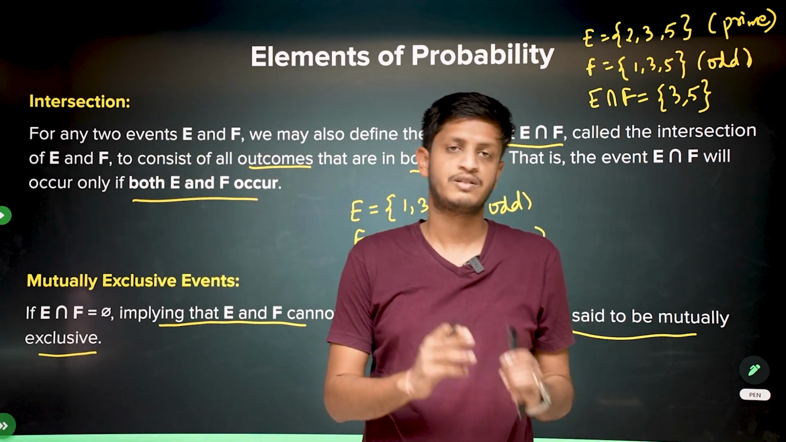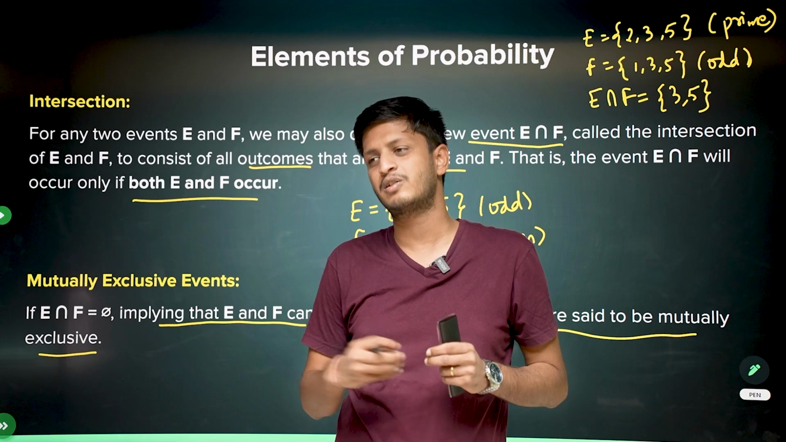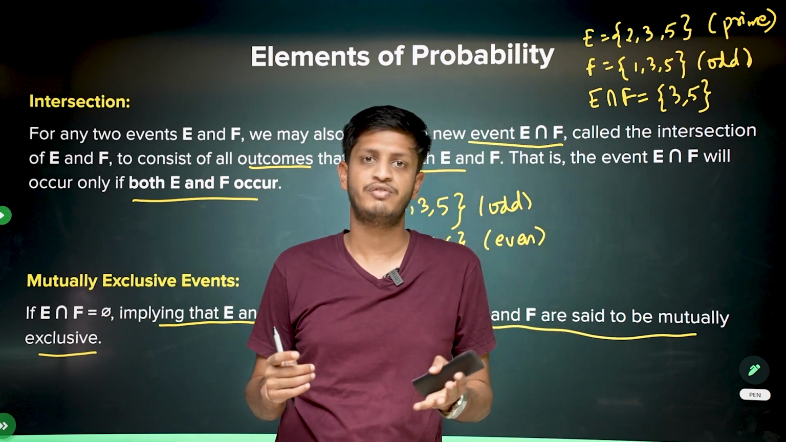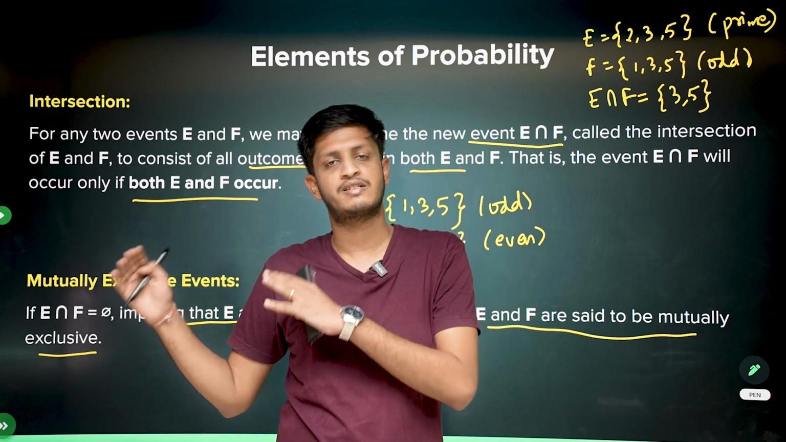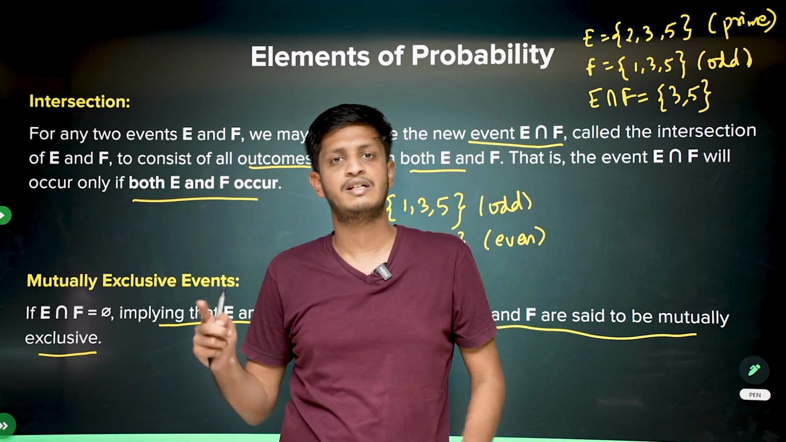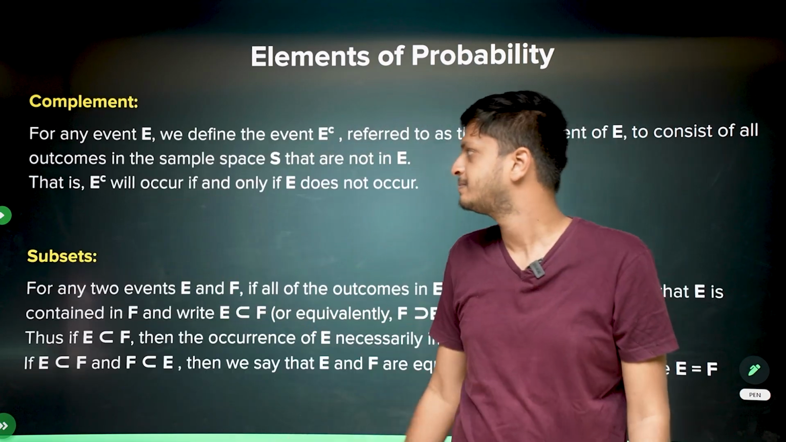Exclusivity and exhaustiveness can be extended to 3 or 4 sets as well. Let's say 4 events A, B, C, D are exclusive if A intersection B intersection C intersection D is phi, and they are exhaustive if A union B union C union D is S, the sample space.